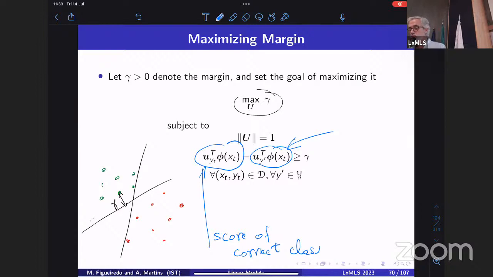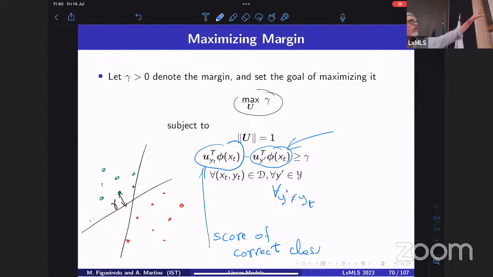And I want this difference between the score of the correct class and the scores of all the other classes, including itself, because the difference with respect to itself is just zero, for any y prime different from y_t, to be at least gamma, larger or equal than gamma, for all points and for all wrong labels.